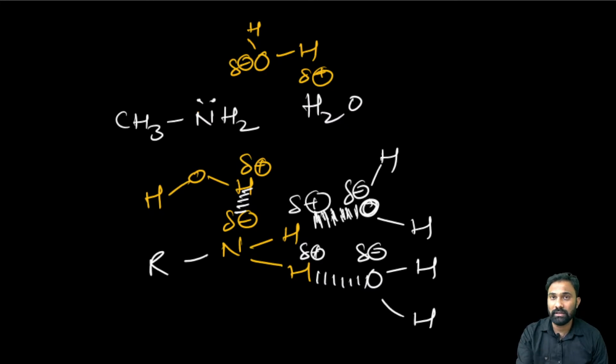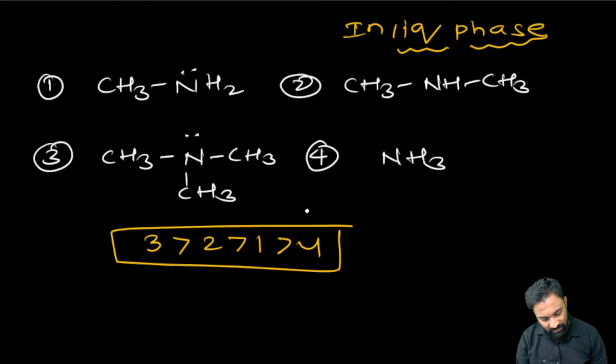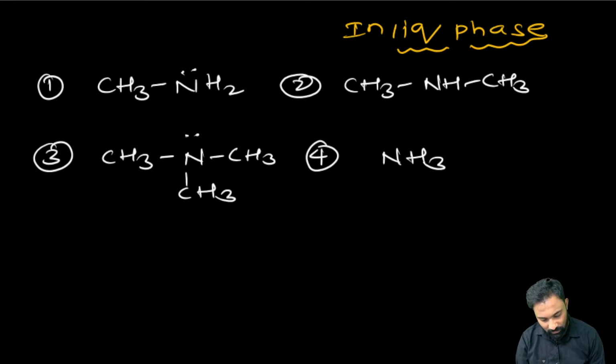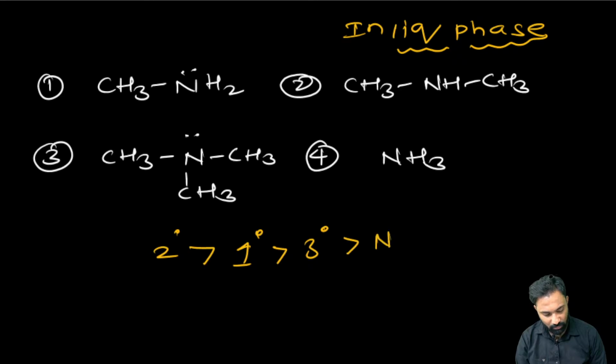Sir, why only the secondary? Why when it comes to the ethyl, the order will be changed? When it comes to the methyl, the order will be changed. So no need of this complicated explanation. Just you remember, whenever this type of methylamine, when the R is methyl, then in the liquid phase the order will be 2 degree greater than 1 degree amine greater than 3 degree amine greater than normal ammonia.